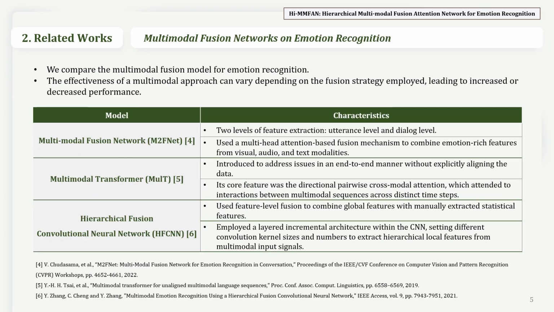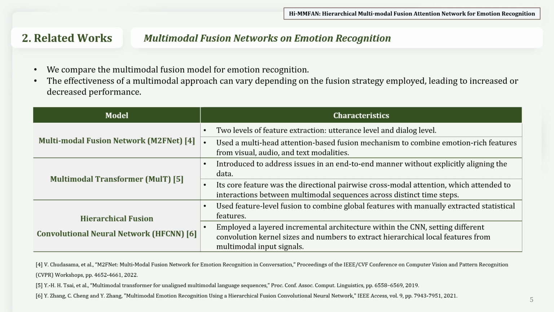We compared the multimodal fusion models for emotion recognition. The effectiveness of a multimodal approach can vary depending on the fusion strategy employed, leading to increased or decreased performance. MTF-net has two levels of feature extraction, utterance level and dialogue level. It used a multi-head attention-based fusion mechanism to combine emotion-rich features from visual, audio, and text modalities. MulT was introduced to address issues in an end-to-end manner without explicitly aligning the data. Its core feature was the directional pairwise cross-modal attention, which attended to interactions between multimodal sequences across distinct time steps.